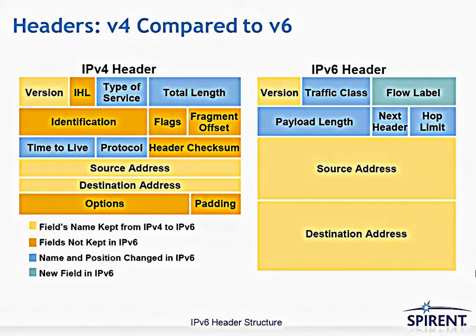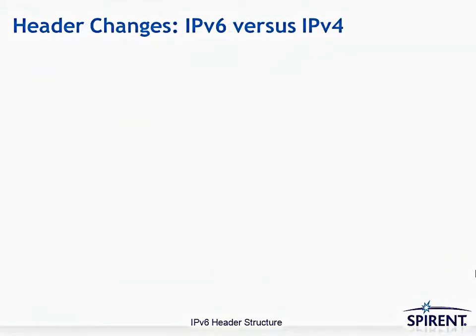It's also obvious comparing side by side that another difference is that the IPv6 header is a bit larger, which makes sense as the address space is increased from 32 to 128 bits. So I'm going to build out this slide with some bullets to go over in more detail the changes between the IPv6 and IPv4 headers.